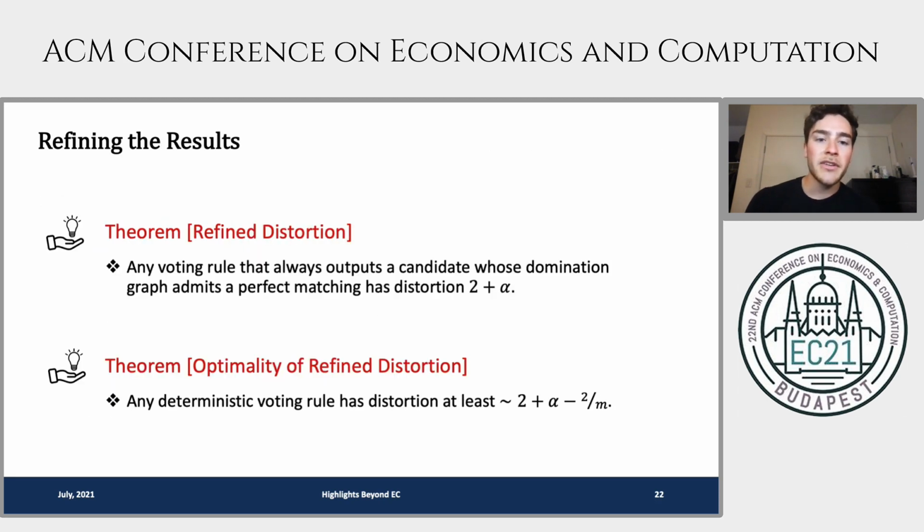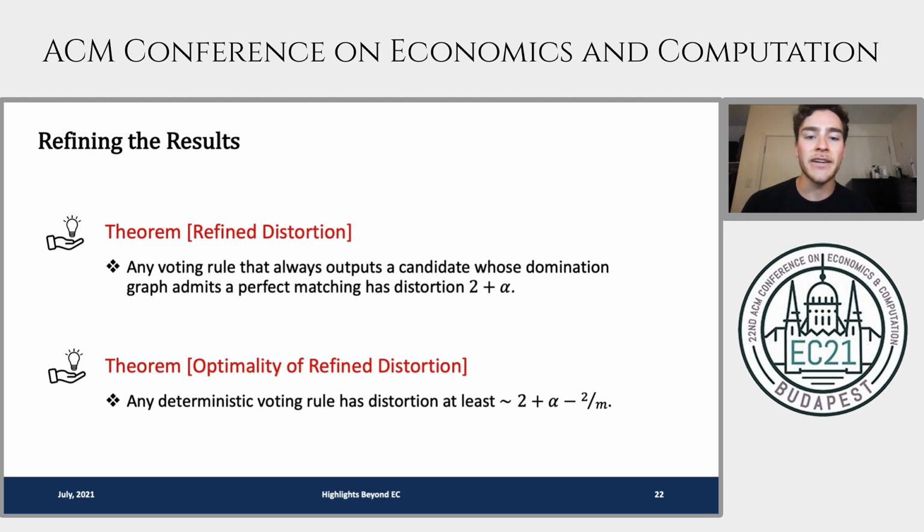And the cool thing about our plurality matching rule is that it seamlessly extends to this alpha-decisive case. So if we're guaranteed a specific value of alpha, then our plurality matching rule actually achieves distortion 2 plus alpha, so better than 3 if alpha is less than 1. And this is nearly optimal.